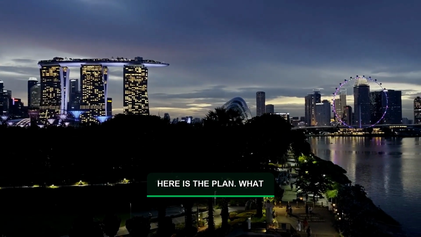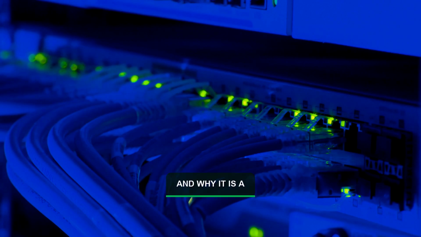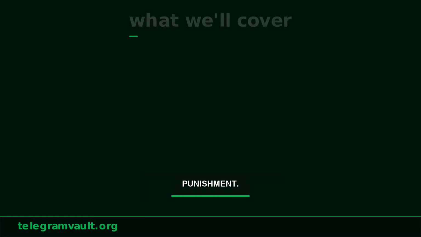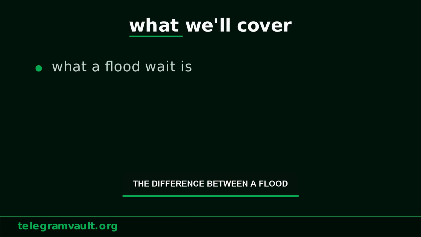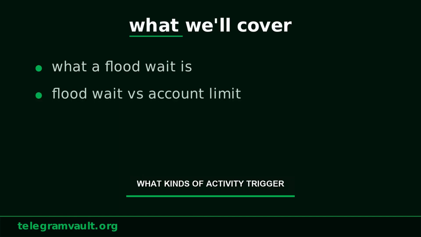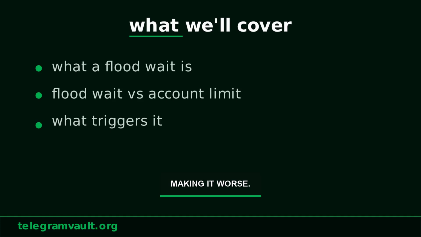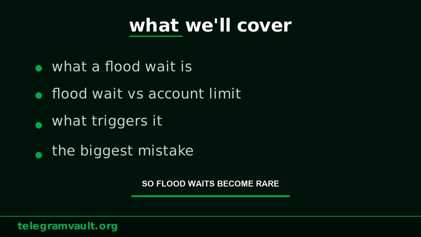Here is the plan. What a flood wait actually is, and why it is a speed limit rather than a punishment. The difference between a flood wait and the real limit on your account, so you do not confuse the two and overreact. What kinds of activity trigger one? The single biggest mistake people make when they see one, which is fighting it and making it worse. And finally, the concrete way to pace activity, for both a person and a bot, so flood waits become rare and short. Start with what a flood wait actually is.